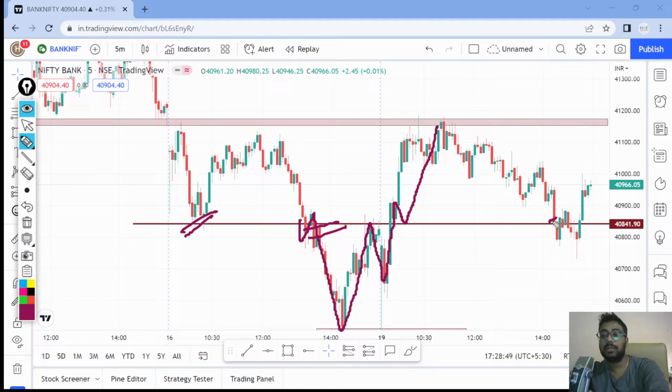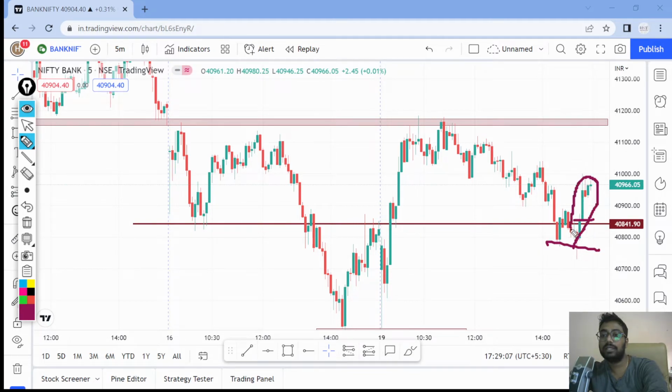But you see, once it gave the breakout, instead of testing it and falling down, what the market did, it went back into the zone again. This was a very good trade. You could have entered here with this as a stop loss, but it actually hit your stop loss once but gave the re-entry again, and the next time it gave you the nice profits. Now these were the trades that you could have taken today.